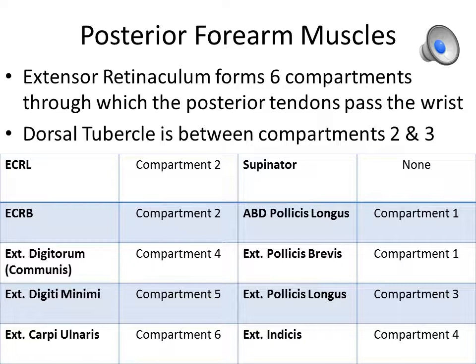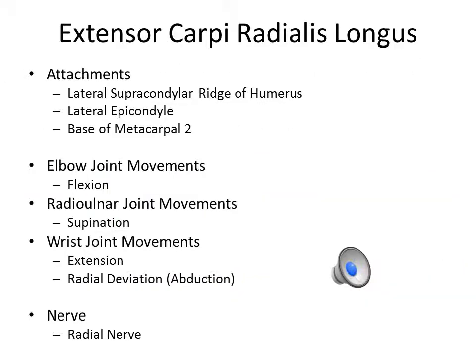The dorsal tubercle, on the dorsal side of the distal radius, lies between compartments 2 and 3. The table shown in this slide lists the 10 posterior forearm muscles and the compartment through which their tendon courses at the wrist. Notice that the supinator does not have a tendon that courses through the wrist and therefore has none labeled. Now let's go through the attachments, joint movements, and innervation of the 10 posterior forearm muscles.